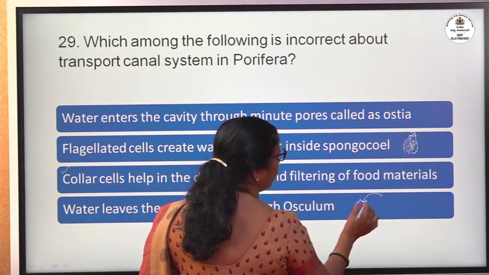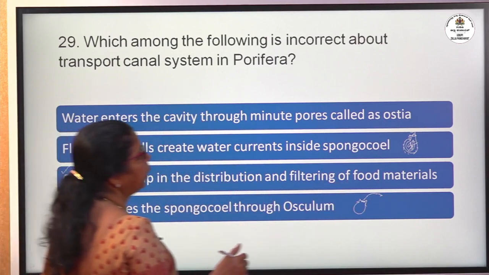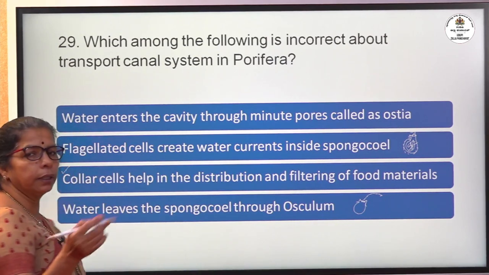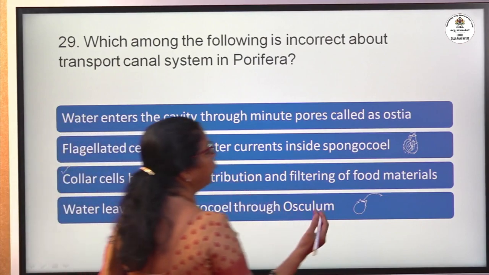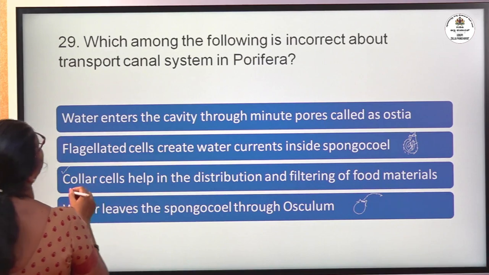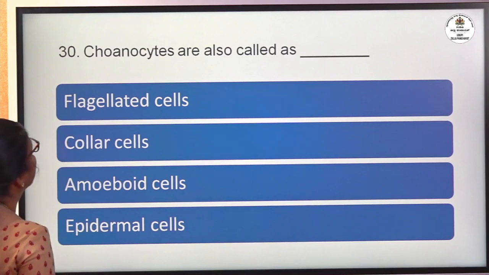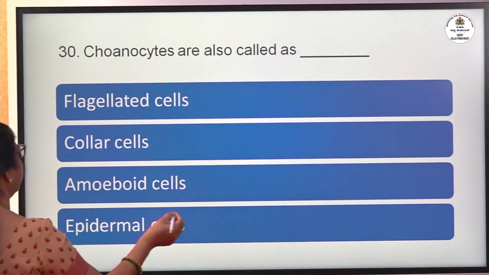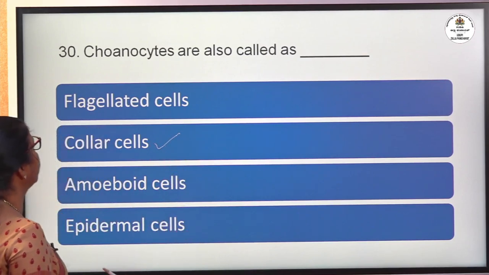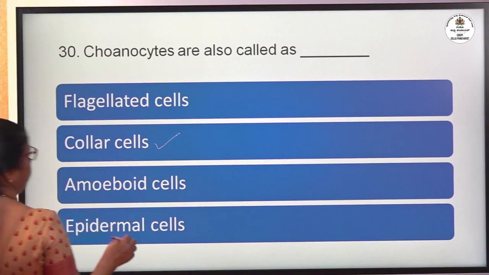So, in that continuous beating action of the flagella, that is what makes the water current inside, so that the cells come in contact with food material, if it is there, and that will be taken up. And so the wrong statement, which among the following is incorrect, that is C. Coenocytes are also called, as I have already mentioned, collar cells. Collar-bearing cells, that is coenocyte, which are the specialized cells in the phylum Porifera.